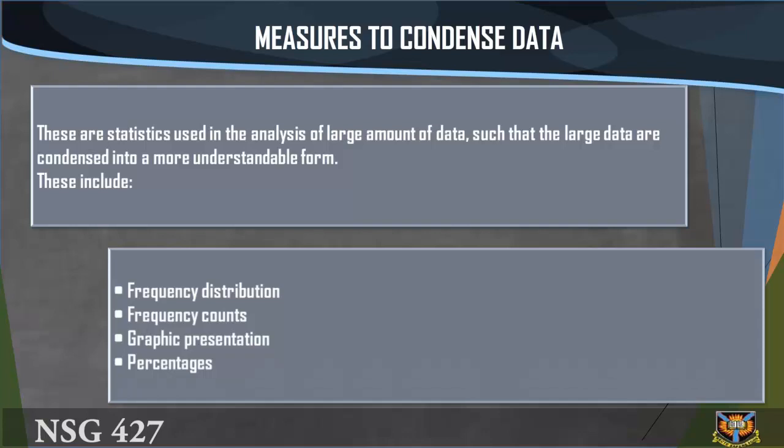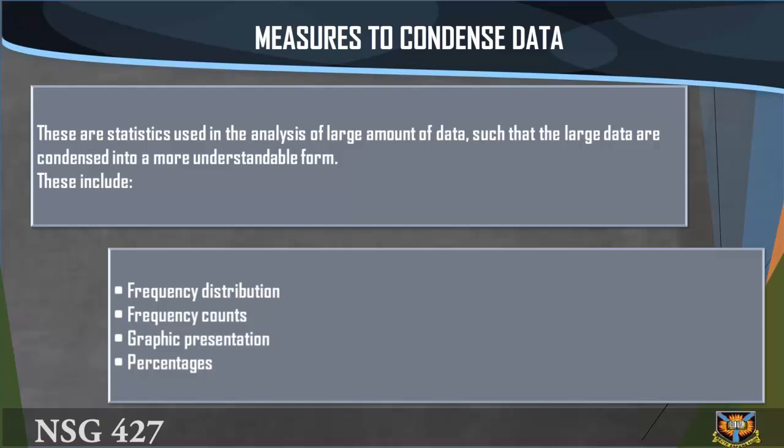results. There are 4 groups of descriptive statistics. 1. Measures to condense data. 2. Measures of central tendency. 3. Measures of variability. 4. Measures of relationship. The first 3 are referred to as univariate statistics, while the last falls under bivariate when 2 variables are involved. However, when more than 2 variables are involved, it is referred to as multivariate.